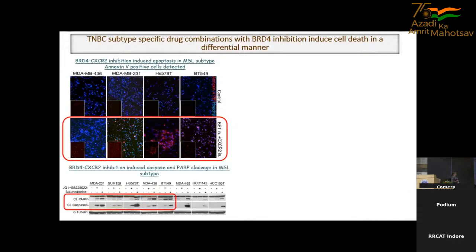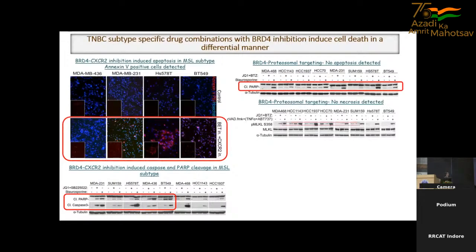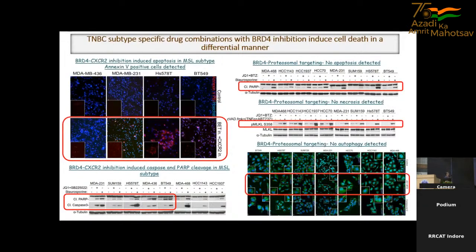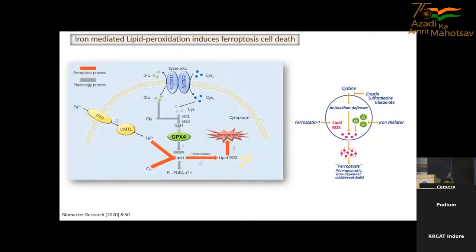And there was a caspase activation, as well as FAST3 was also seen in this combination, which is specific to mesenchymal cell lines. However, if the other pan-cancer combination with BRD4 with proteasomal, we could not detect apoptosis, we could not detect necrosis, and also not autophagy. But we know that in that case, there was a high ROS induction in the cell when you combine this targeted therapy to triple negative breast cancer.